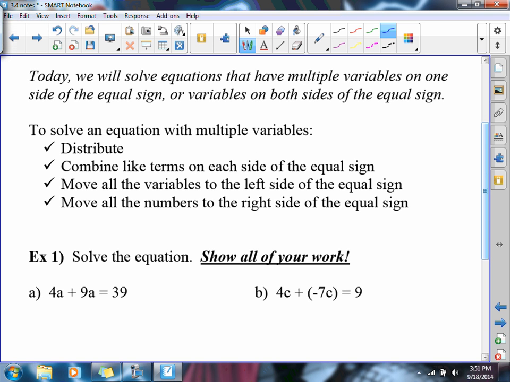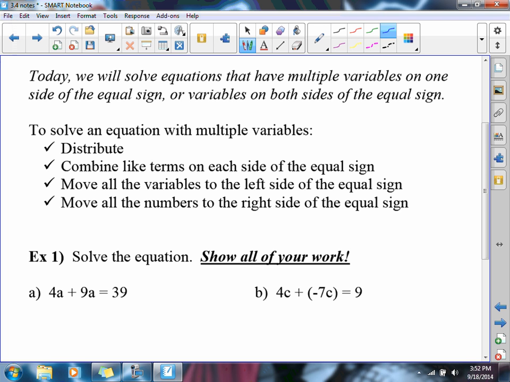For example, we might have to distribute. We also might have to change some signs, like if we have a minus and a negative, we might have to make it a plus, a positive. We want to do those simplification steps first so that we can do our second step, which is to combine like terms on each side of the equal sign. So we're going to do that on the left side and on the right side.